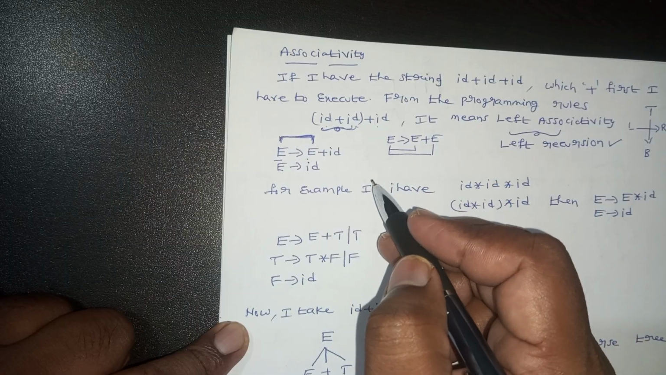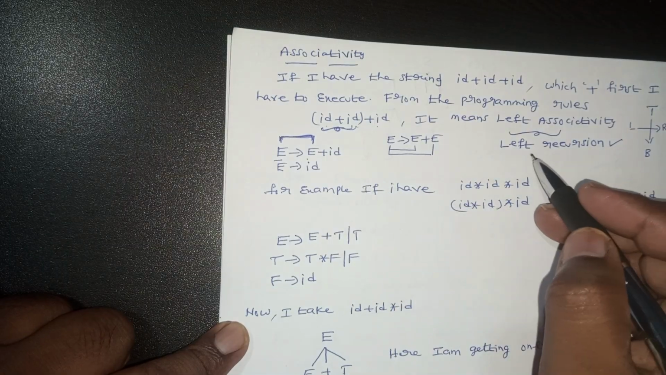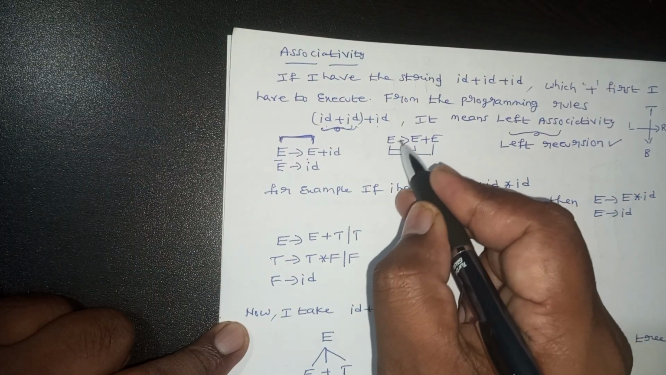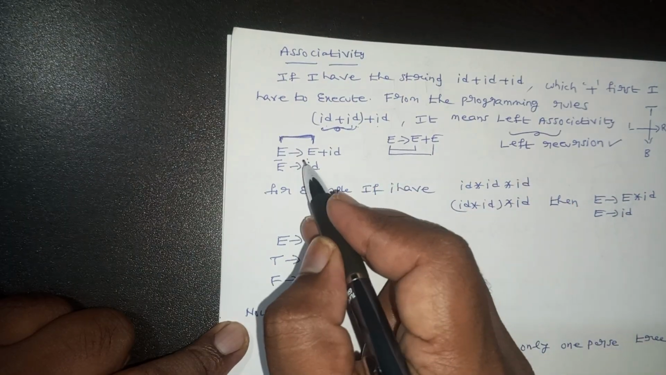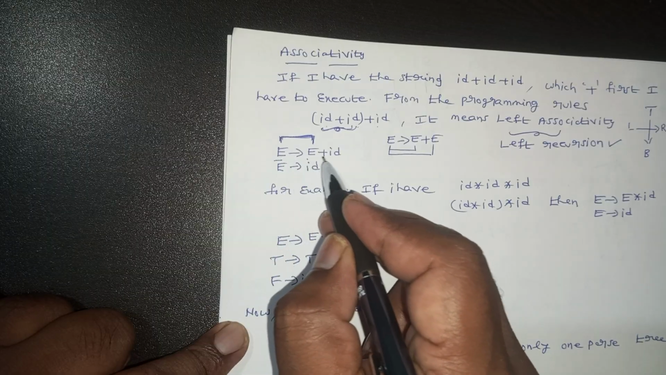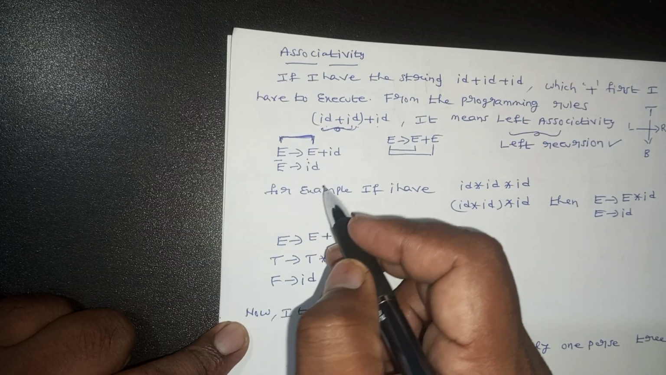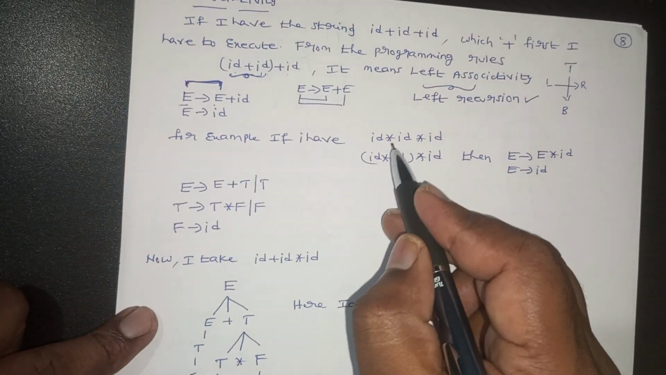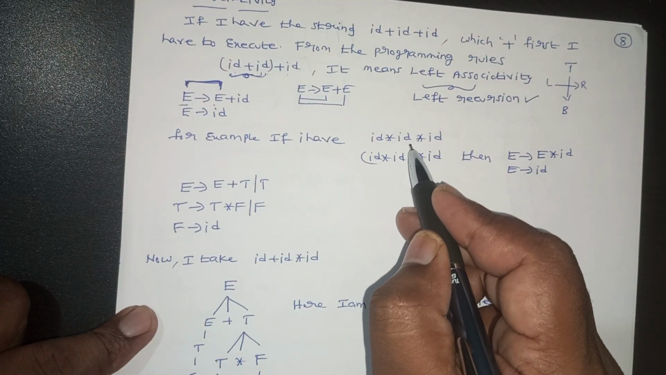So what is my answer? Actually, my answer should be the left recursion. So you update this production rule like this: E tends to E plus id, E tends to id. That is it. Now I am taking one more example here, id star id.